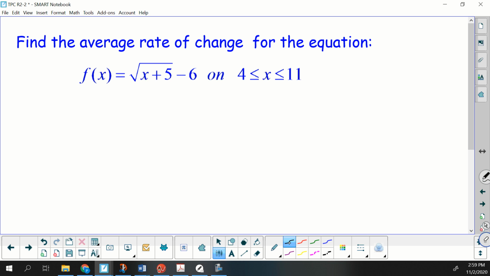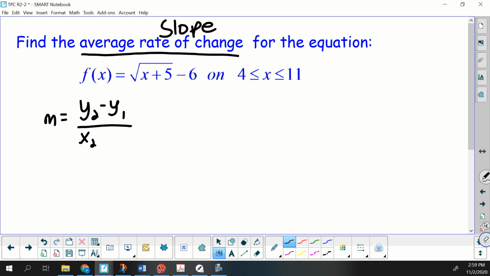All right, a really common thing that is asked on the Regents is average rate of change. When you see the phrase average rate of change, you need to think slope. When we do a slope, m is often used to represent slope, but we just do y2 minus y1 over x2 minus x1. Well, they will always give you an interval in the question. Our interval here is going from 4 to 11. And those are the x values. So we're going to write those on as the first part of our points.